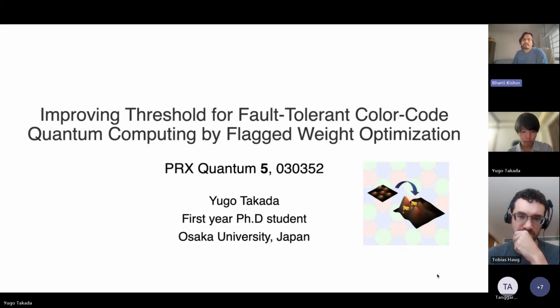So it's really my pleasure to have Yugo here, Yugo Takada. He has been doing some amazing work in quantum error correction recently. He's from Osaka University, Japan, and he has agreed to give a talk on improving threshold for fault-tolerant color code quantum computing by flagged weight optimization.